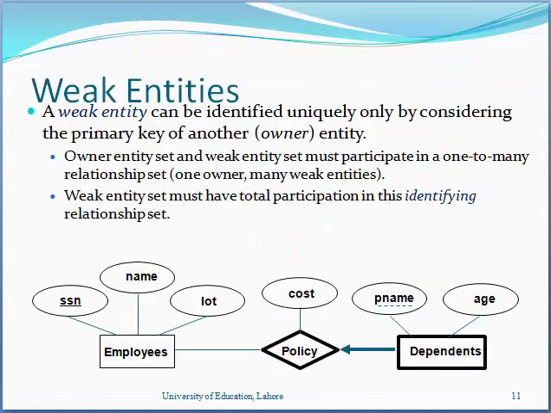Next you can see different types of entities in this diagram. What is an entity? An entity can have a relation, meaning a weak entity or a strong entity. A weak entity, you can see in the diagram, is highlighted or double lined. A weak entity can be identified uniquely only by considering the primary key of another.